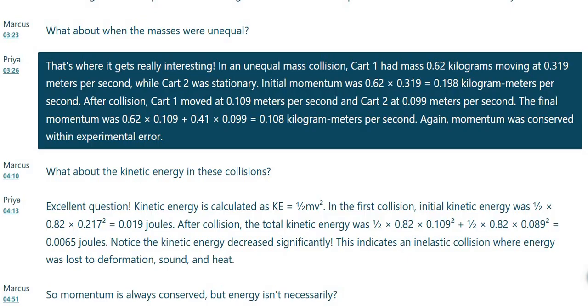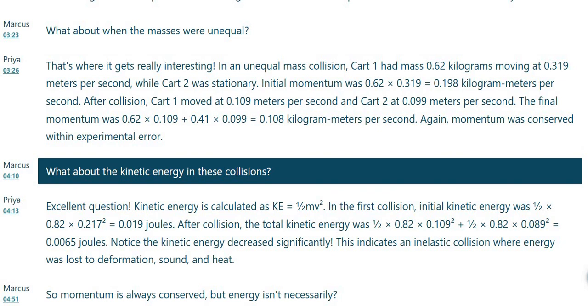In an unequal mass collision, cart 1 had mass 0.62 kilograms, moving at 0.319 meters per second, while cart 2 was stationary. Initial momentum was 0.62 times 0.319 equals 0.198 kilogram meters per second. After collision, cart 1 moved at 0.109 meters per second and cart 2 at 0.099 meters per second. The final momentum was 0.62 times 0.109 plus 0.41 times 0.099 equals 0.108 kilogram meters per second. Again, momentum was conserved with an experimental error.